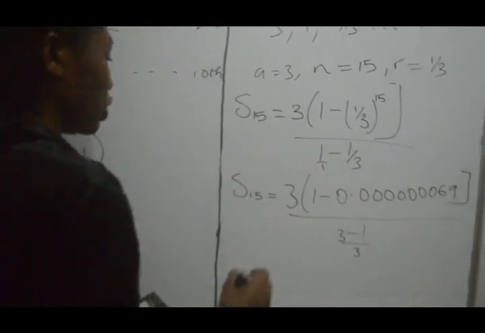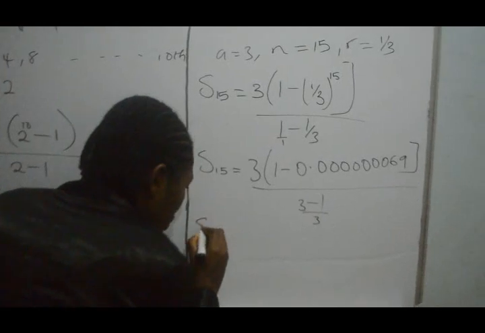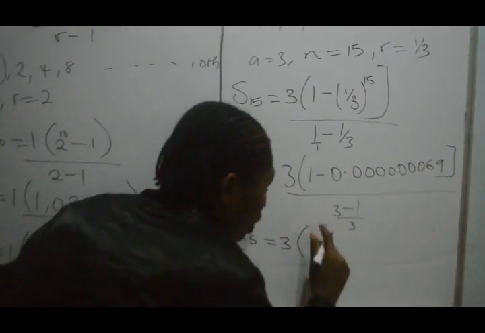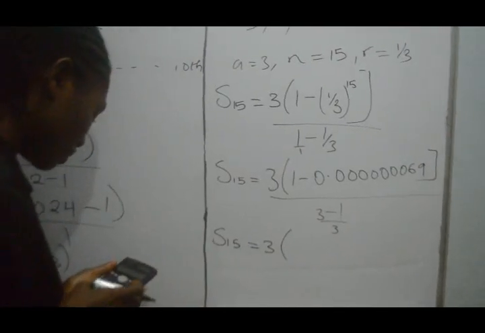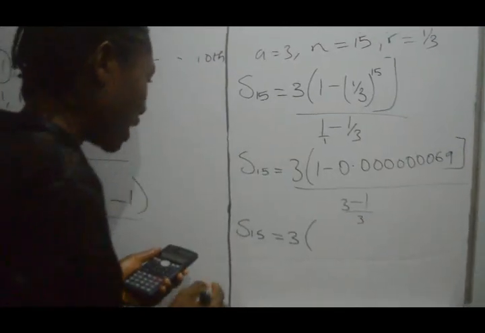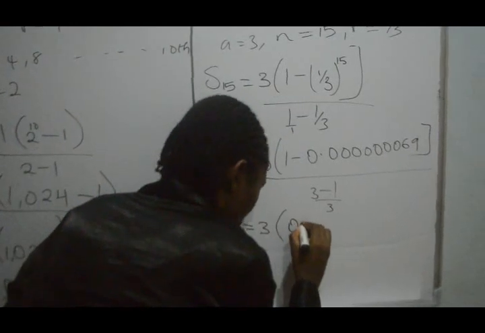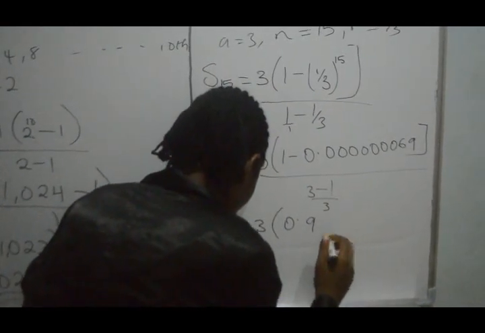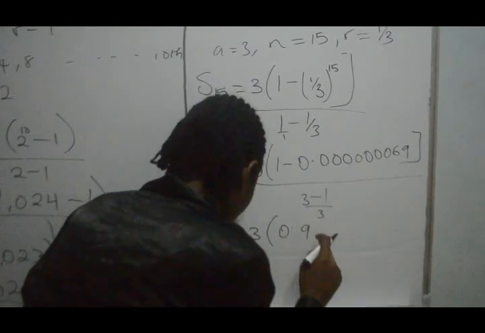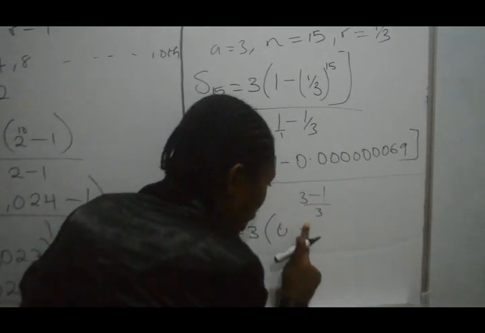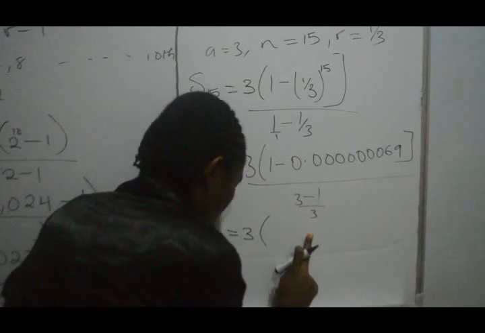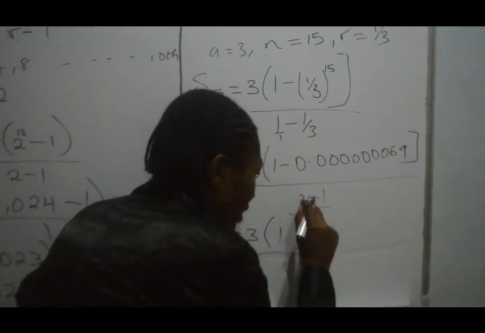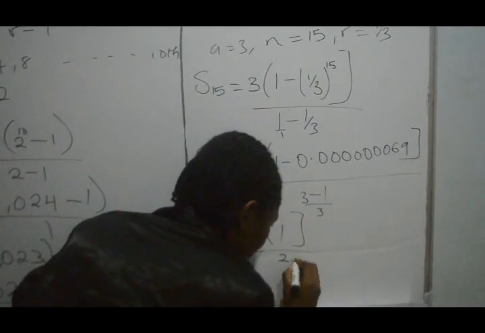So let's continue. We have the sum of the 15th term equal to our first term times 1 minus this, and that gives us 0.999. If we approximate, that's approximately 1. No matter how we approximate, we must get our answer to be 1. So that's 1. Then divide by this, which will give us 2 over 3.